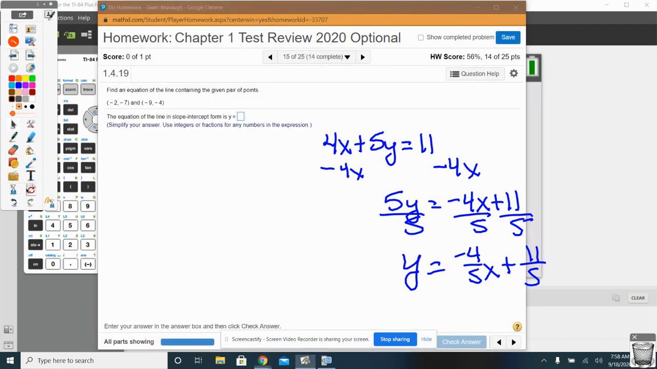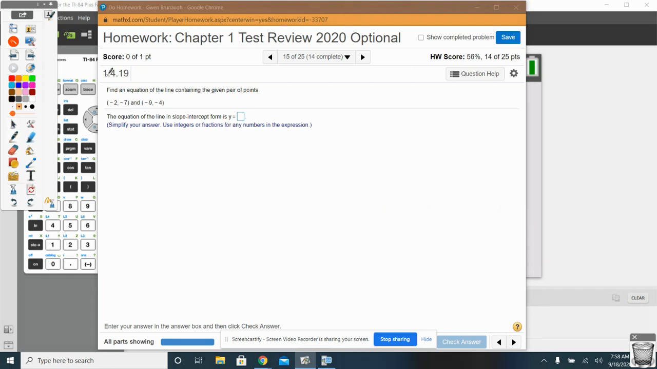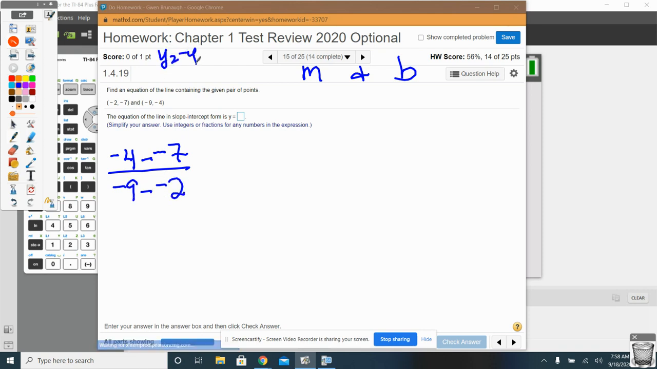Now we're going to find the equation of the line. Remember, to find the equation, all you need is m and b, and we have neither here. So the first thing we're going to have to do is find the slope. So I'm going to take negative 4 minus negative 7 over negative 9 minus negative 2. I did that because I did y2 minus y1 over x2 minus x1 for the points they gave me. This becomes plus a positive, and that becomes plus a positive. So my slope is 3 over negative 7. I'm going to go ahead and put the negative in the top for safekeeping. So my slope is negative 3 over 7.